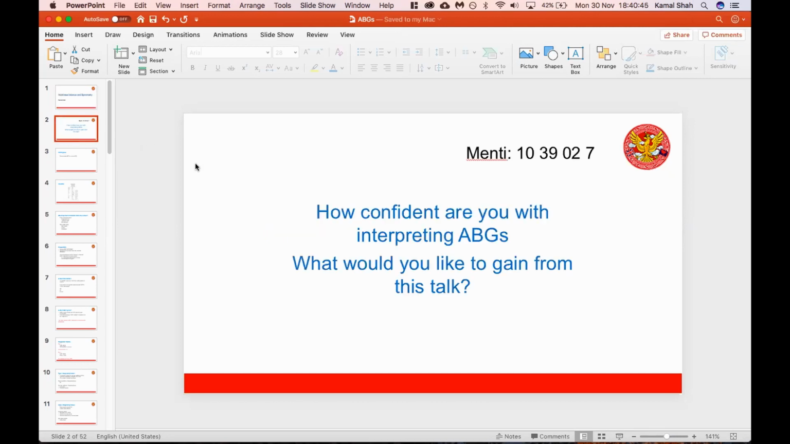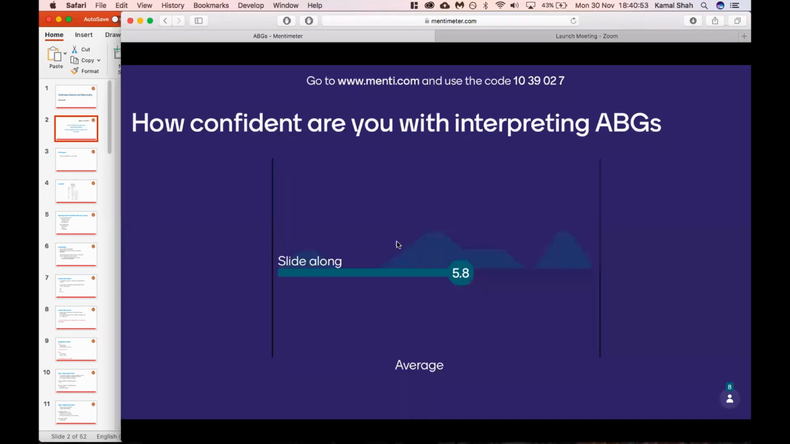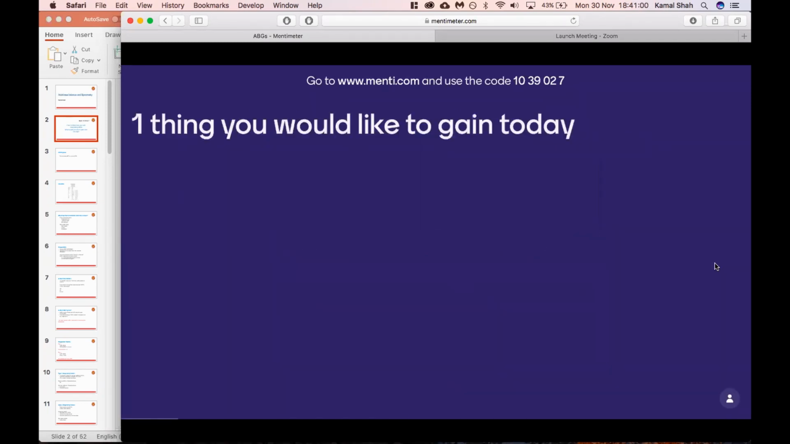For those of you that weren't there at the beginning, I've got a quick Menti just to get an idea of how confident you are interpreting these ABGs. And I think we've got quite a big mix in today. And just the final question before we begin with the presentation, just one thing that you would like to gain from today's presentation. I'm trying to make it as interactive as possible. I know it's quite difficult.